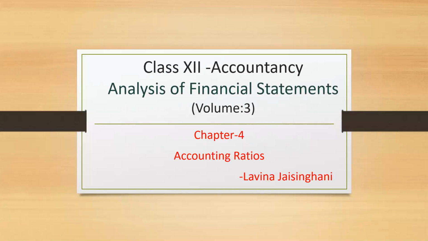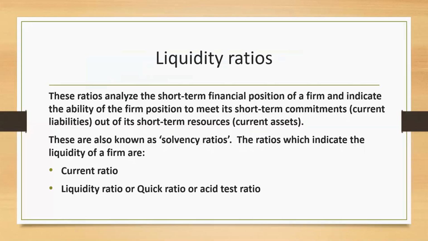We were on our chapter number 4, accounting ratio, and in our last class we studied liquidity ratio. We know that there are various types of ratios. In that we started with the liquidity ratio, and I gave you an explanation about the current ratio, and I hope you have solved the sums related to the current ratio.